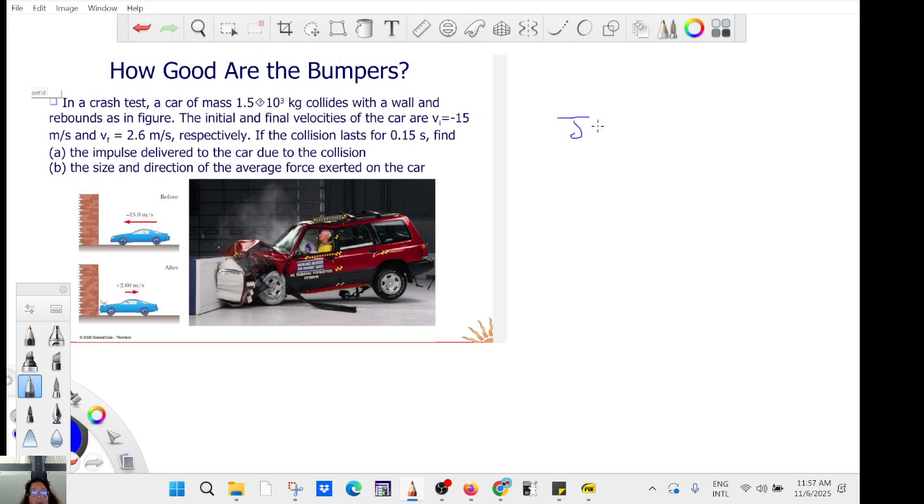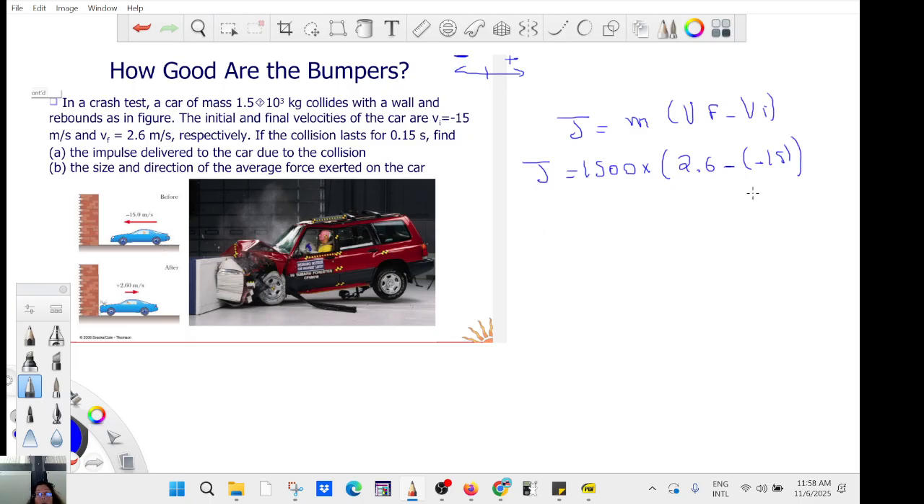Impulse. So impulse by definition is the mass times the change in velocity. And here we have to be very careful because velocity is a vector, so it has a direction. Okay, so J will be the mass, so 1, 2, 3. The final is positive here. Okay, 2.6 minus initial is negative. That will be a typical mistake students will do. They forget about the direction.